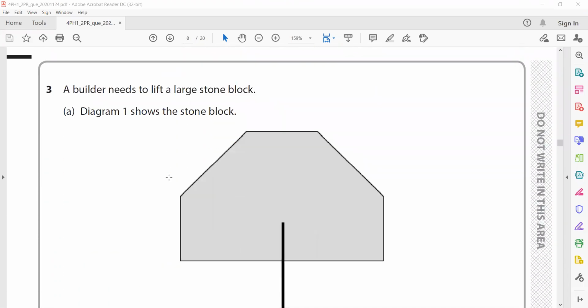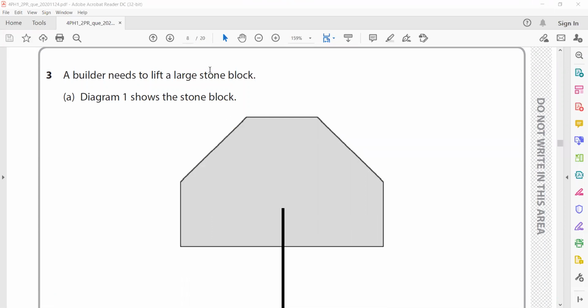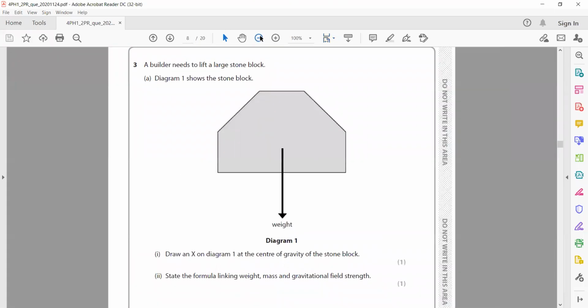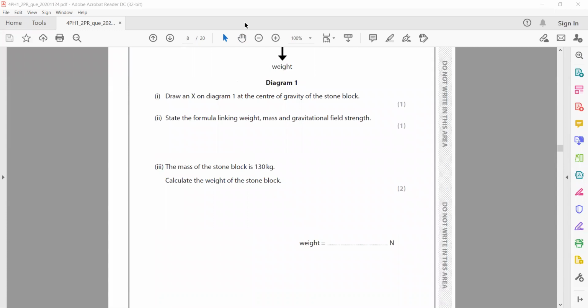The builder needs to lift a large stone block. Diagram 1 shows a stone block. Draw an X on diagram 1 at the center of gravity of the stone. So the point where the weight of an object acts, that is the center of gravity. State a formula which relates weight, mass and gravitational field strength. So weight W is equal to mg. So weight is equal to mass times gravity. The mass of the block is 130. We need the weight, so gravity we will take as 10. So it will be 1,300 newtons.